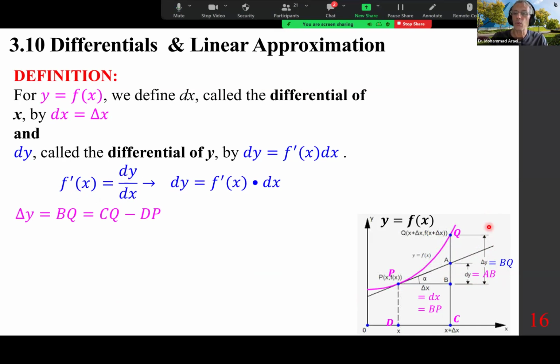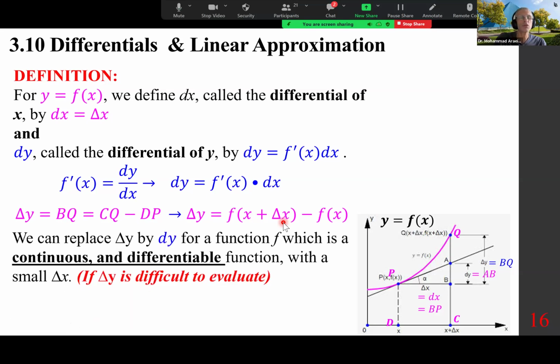As I mentioned, delta y, as we go from P to Q, represents the rise along the curve, which is this distance BQ, or this distance CQ minus DP, this distance f of x plus delta x, minus this distance f of x. So as you can see, precisely, delta y is f of x plus delta x minus f of x. We can replace delta y by dy for a function f which is continuous and differentiable, with a small dx.